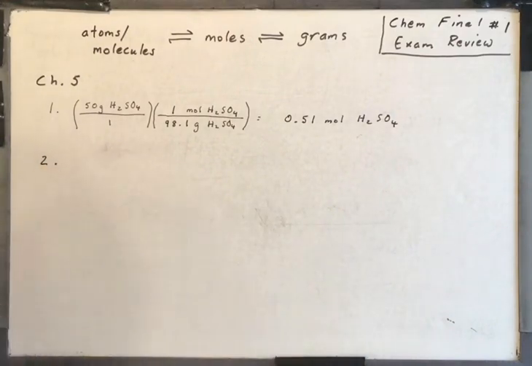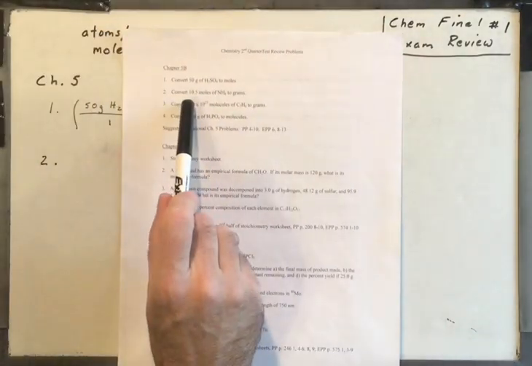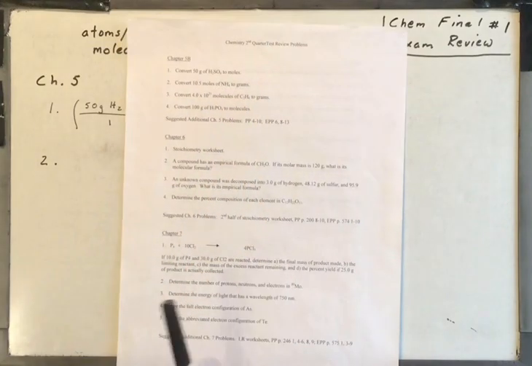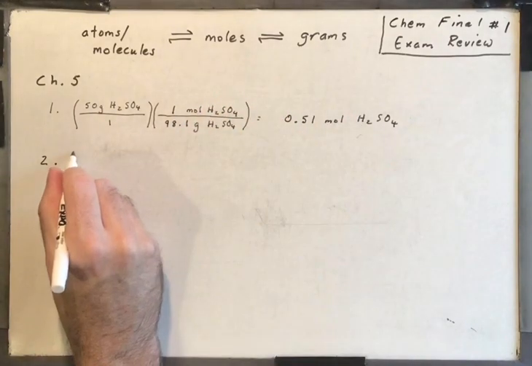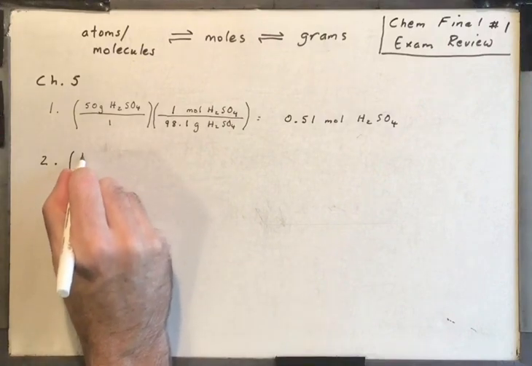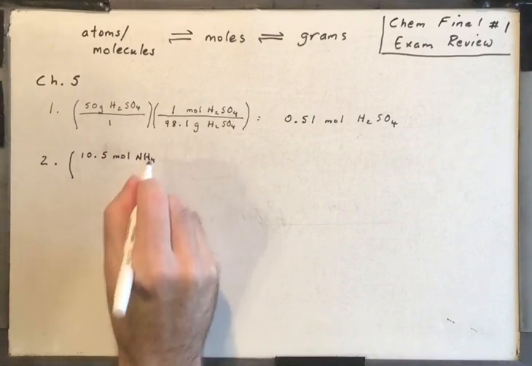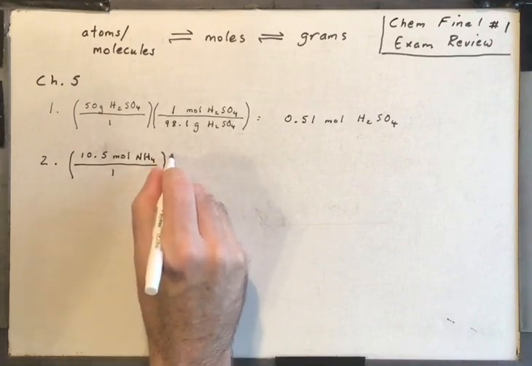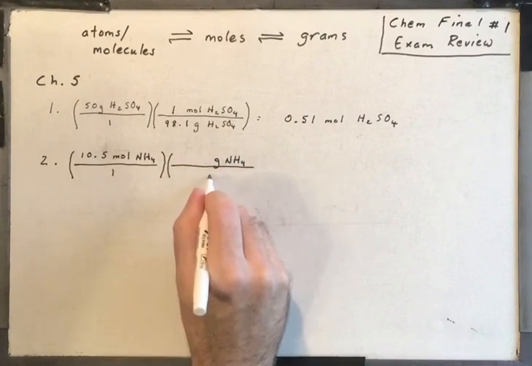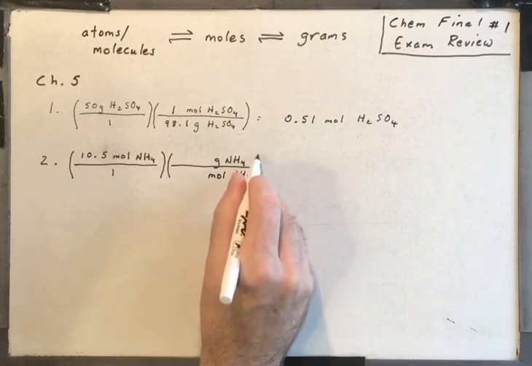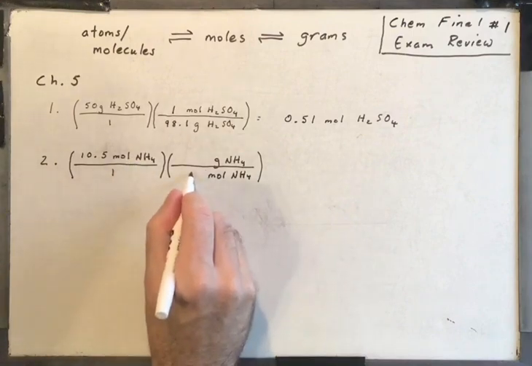All right, let's take a look at number 2. Number 2 says convert 10.5 moles of NH4 to grams. This time we're starting at moles and going over to grams, so it's still just a 2 parenthesis problem. We have 10.5 moles of NH4, and we're going to grams of NH4, getting rid of moles of NH4. You always put on the bottom what you had on the top in the previous parenthesis. The 1 goes by the mole.